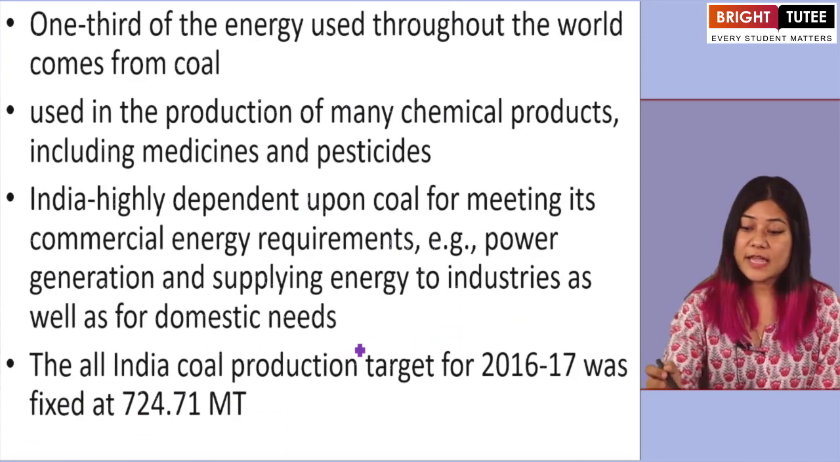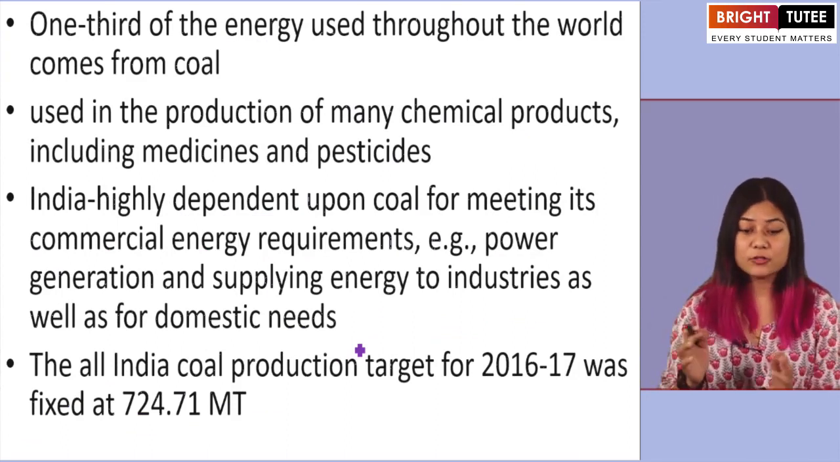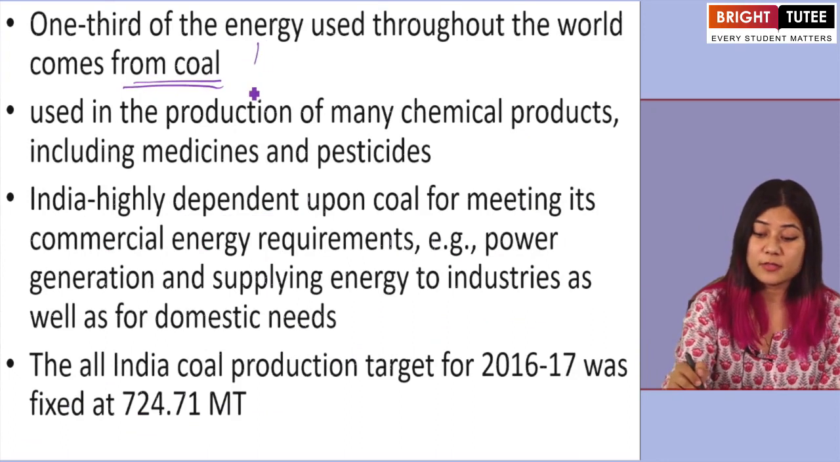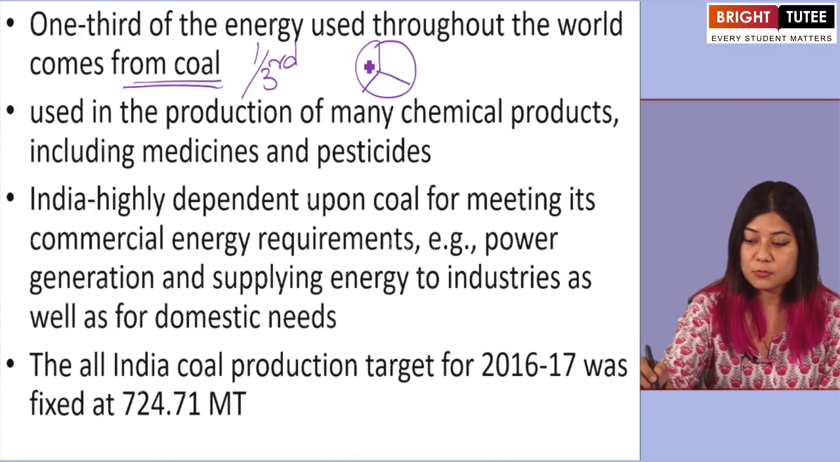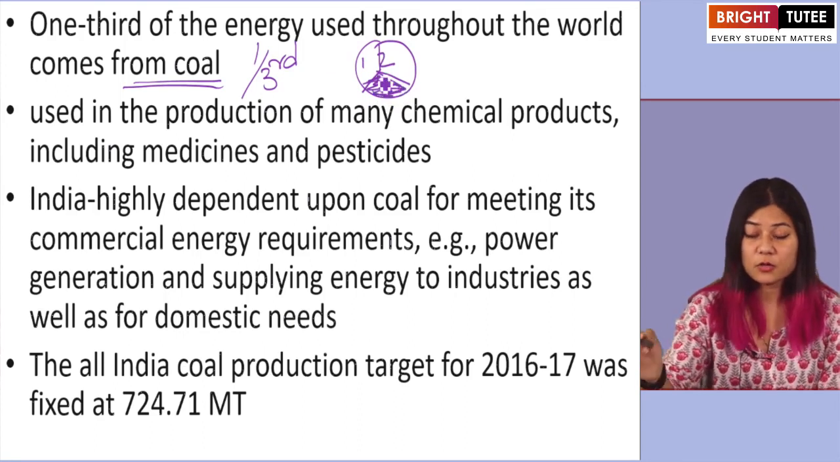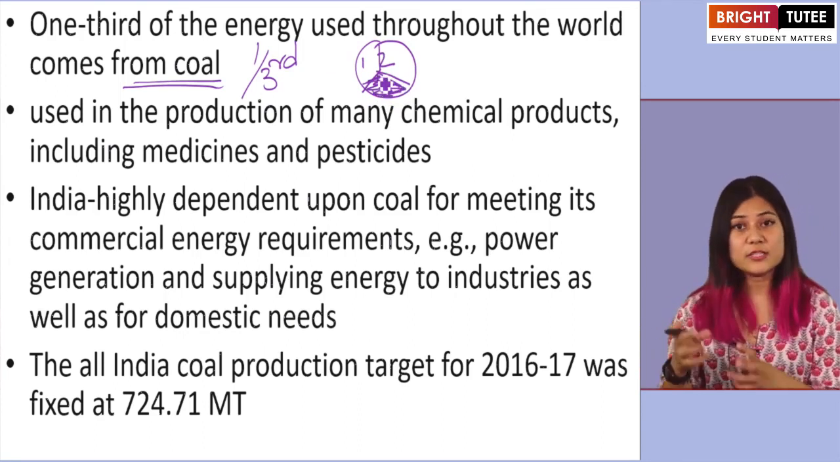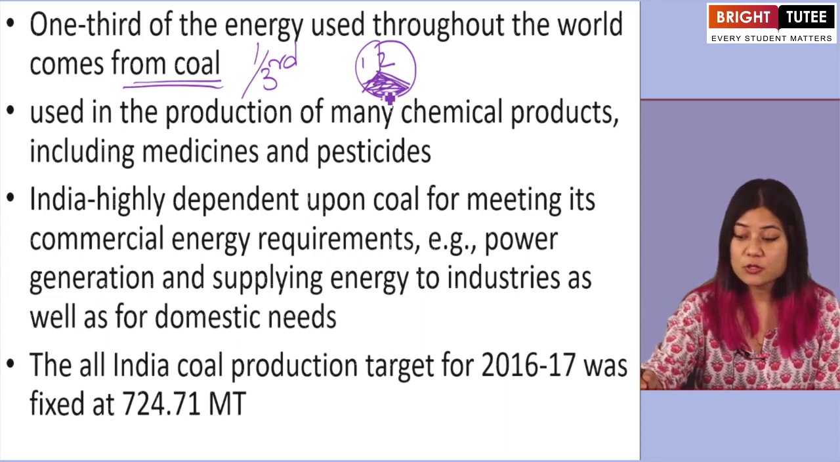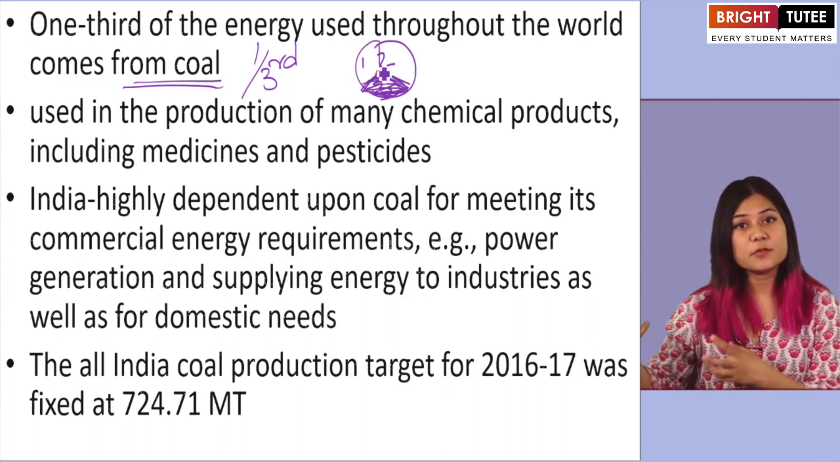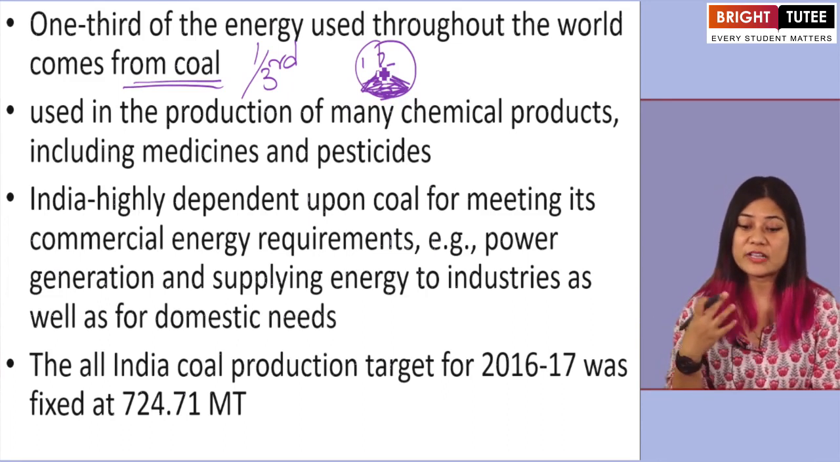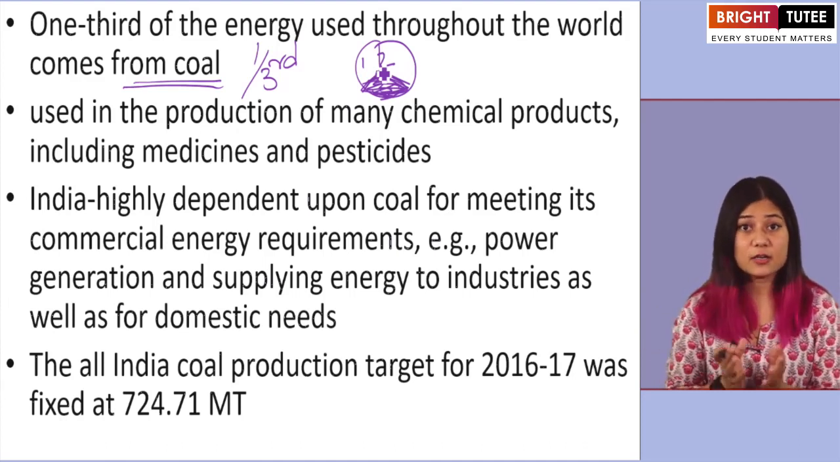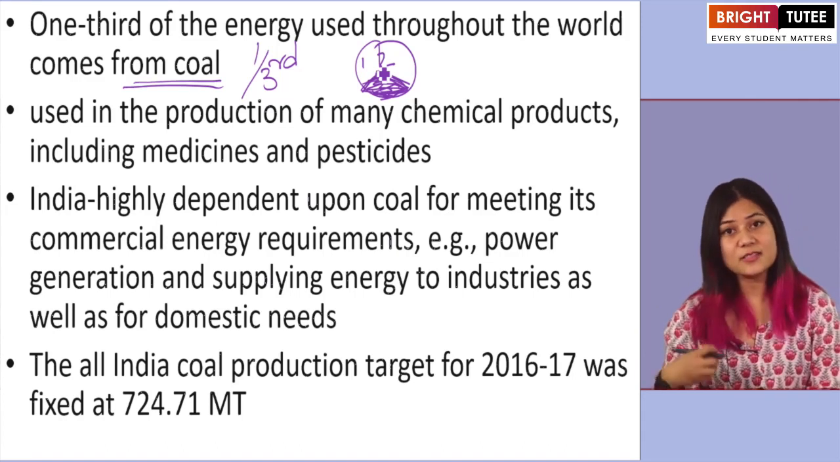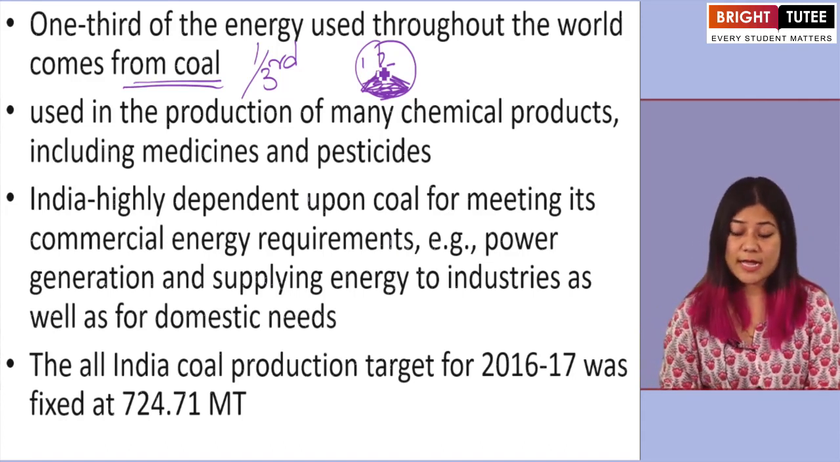Now, 1/3 of the energy that we use throughout the world comes from coal. If the energy of the world is divided into 3 parts, 1, 2, 3, then 1/3 of it comes from coal. Coal is used to generate the energy that we use. So you can see how we, the people living on the entire earth, depend upon coal.